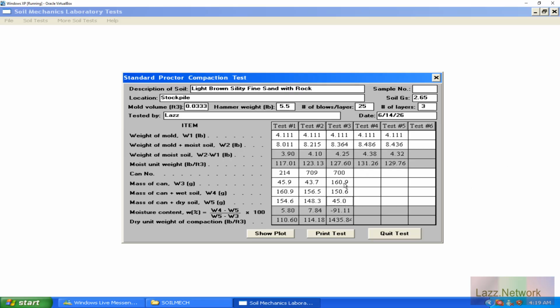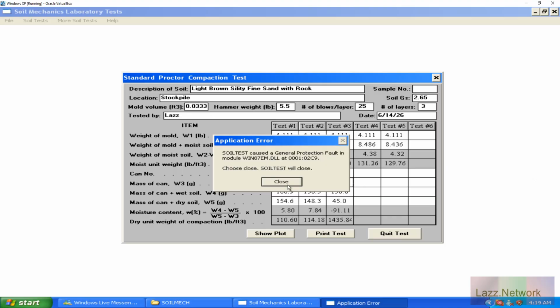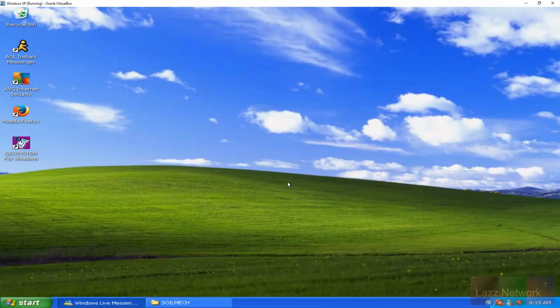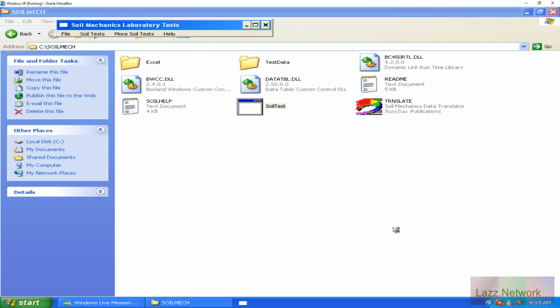Wait a minute. Whoops, I messed that up. Okay, so this should be 45.0. Sorry, it's a force of habit kind of thing. Oh, no, it's going to crash. Oh, no. It's okay. I'm a fast typer.